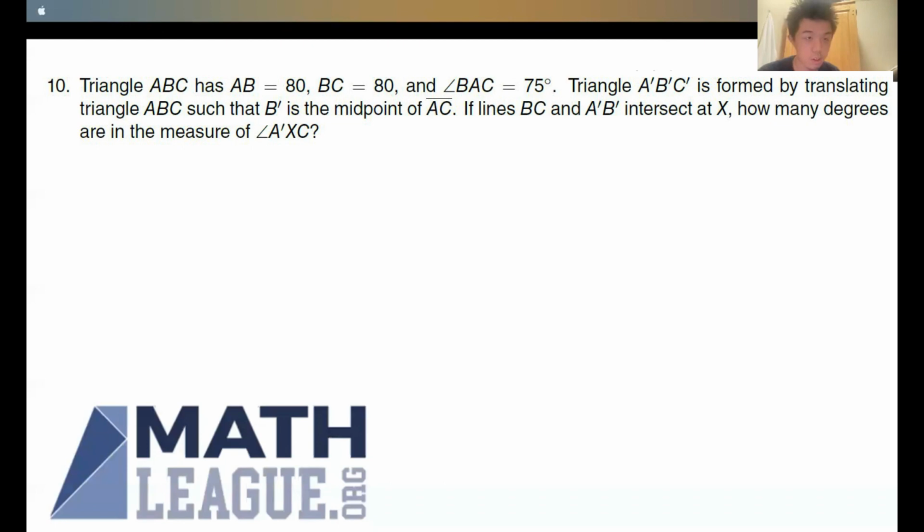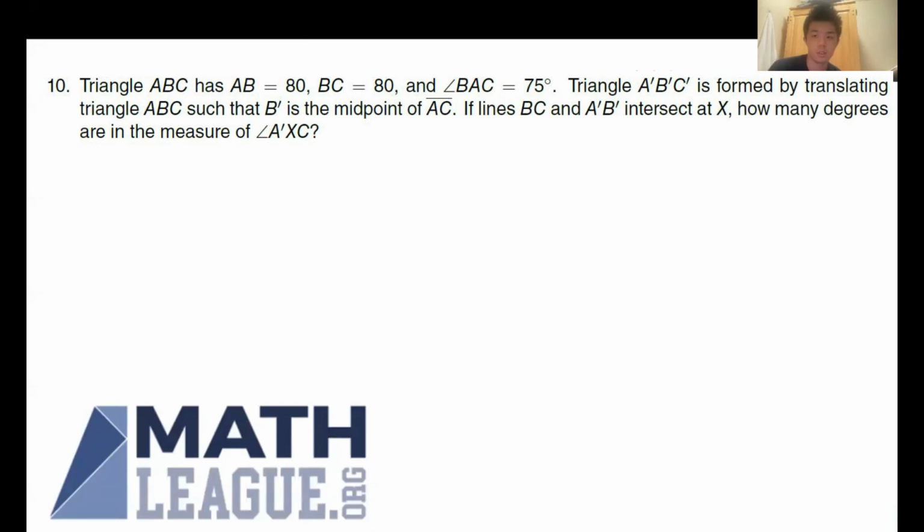And this problem reads, triangle ABC has AB equals 80, BC equals 80, and angle BAC equals 75 degrees. Triangle A prime, B prime, C prime is formed by translating triangle ABC such that B prime is the midpoint of AC. If lines BC and A prime, B prime intersect at X, how many degrees are in the measure of angle A prime XC?